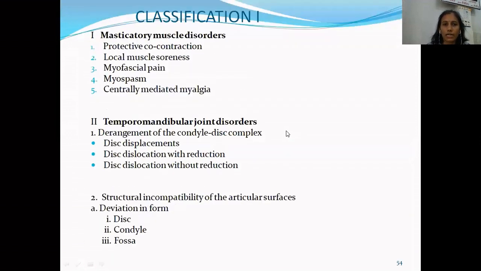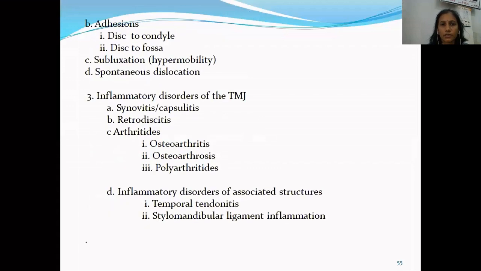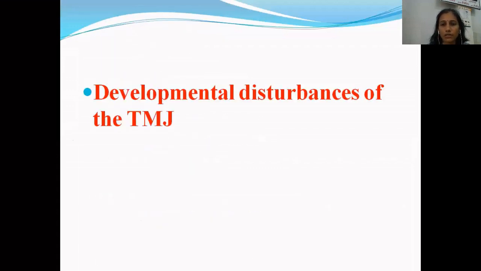So this is one more classification. Try to learn this classification. It is very simple and it's a standard, taken from the book OKC. So these are two more classifications, but mainly learn the first classification, that is more important.